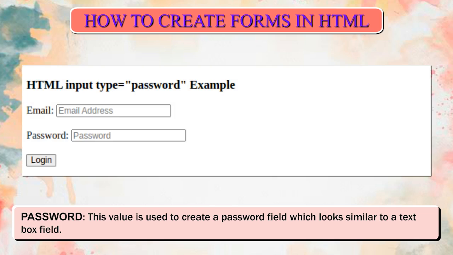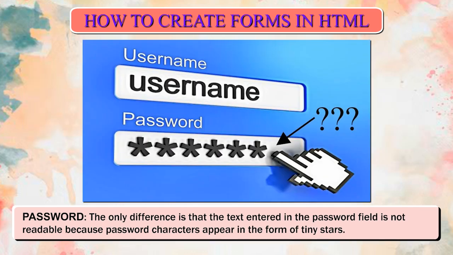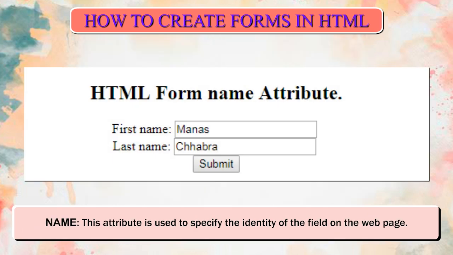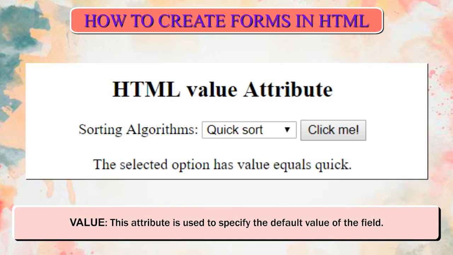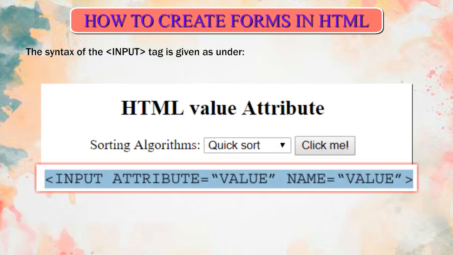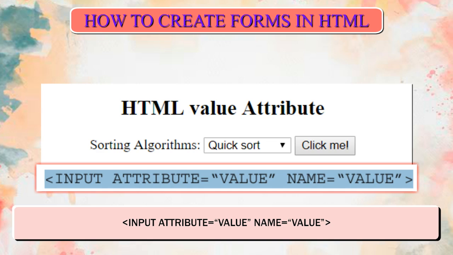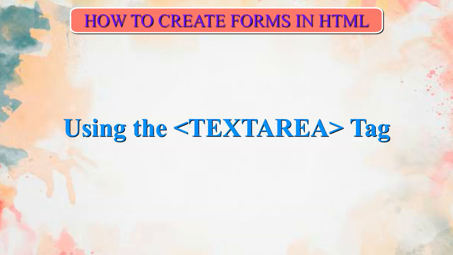Password. This value is used to create a password field which looks similar to a text box field. The only difference is that the text entered in the password field is not readable because password characters appear in the form of tiny stars. Name. This attribute is used to specify the identity of the field on the web page. Value. This attribute is used to specify the default value of the field. The syntax of the input tag is given as under: <input attribute=value, name=value>.